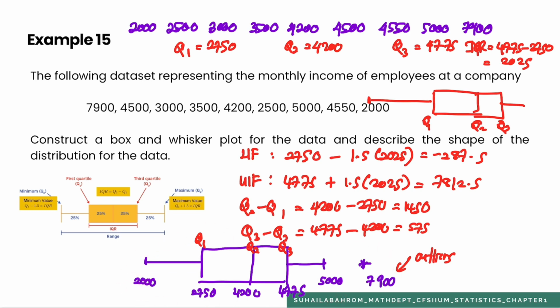And about the shape of the distribution, from this box and whiskers, we can see that the whiskers are longer on the left side, therefore your bell shape will be something like this, or we can say that it is negatively skewed. And it is also proven by using the formula from the previous example, example 14. By using the Pearson coefficient, we also get the type of distribution is negatively skewed.